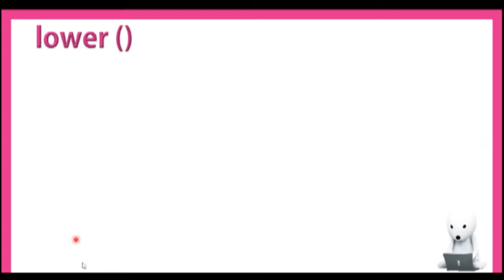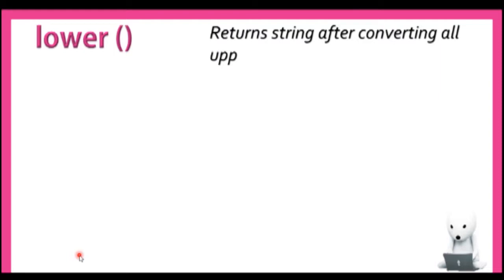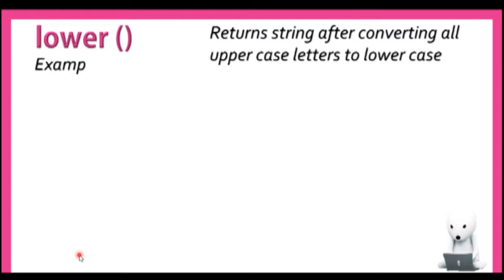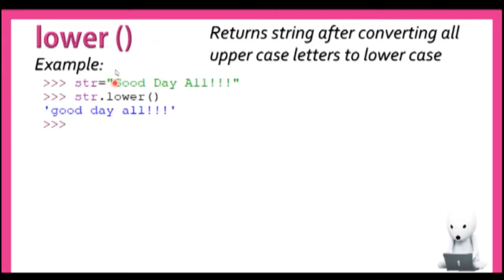Next is lower. It returns the string after converting all uppercase letters to lowercase. All lowercase letters will remain as they are. For example, if I store "Good Day All" to this str, here G, D and A are in capital letters. So str.lower will convert all the alphabets to lowercase.